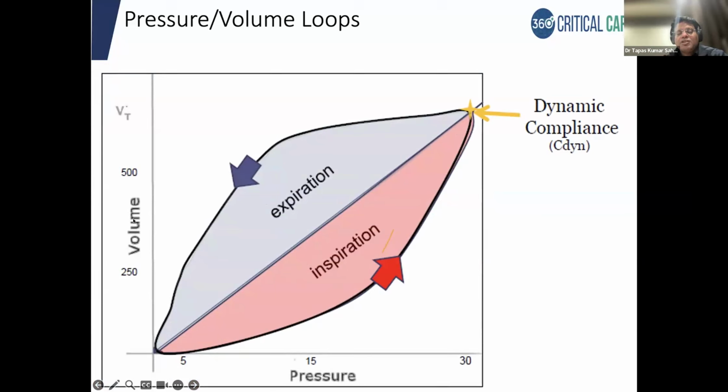Now if it would have been in the spontaneous part, then it would have been going in this direction, clockwise. Now here is the dynamic compliance. This is the joining point of the inspiration and the expiration at the maximum level, and here the expiration happens. So you can see this is counterclockwise, and you are putting a line here in the middle of this loop, and the right side would be inspiration, the left side would be the expiration.